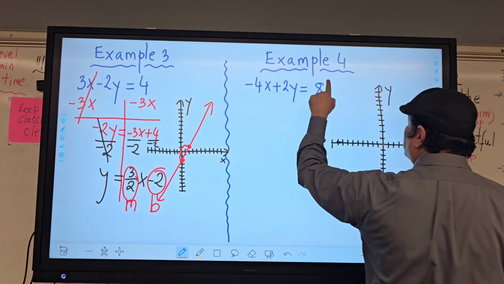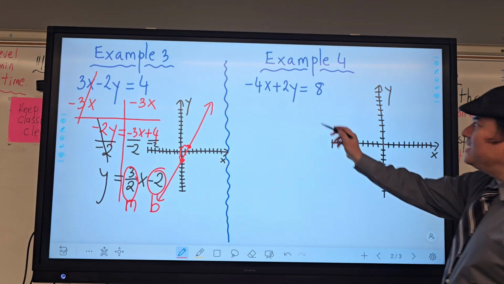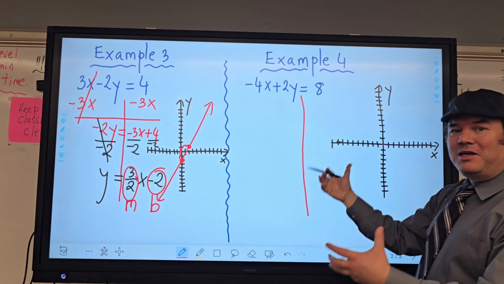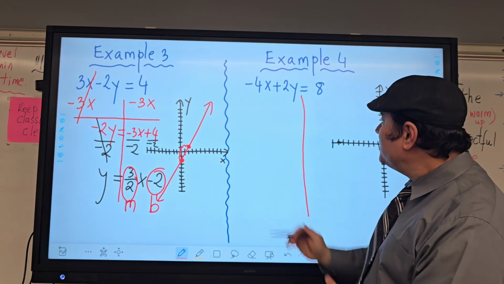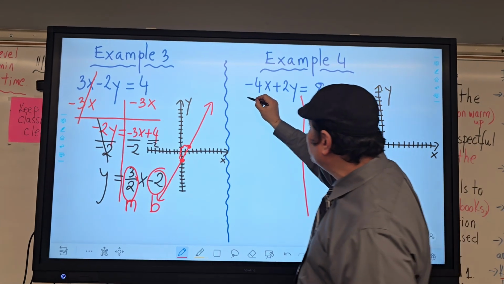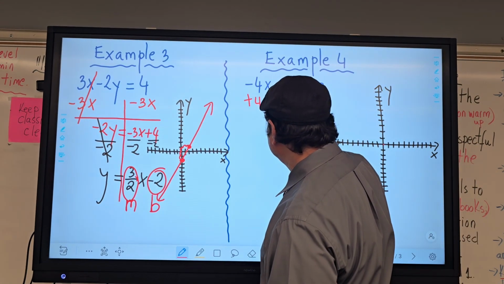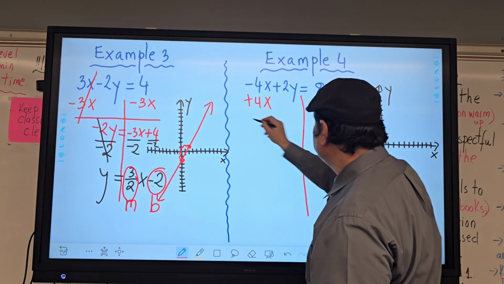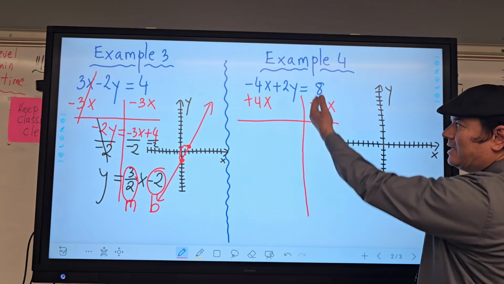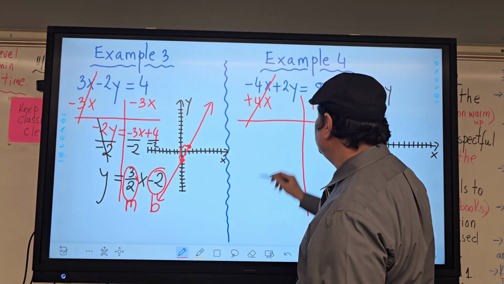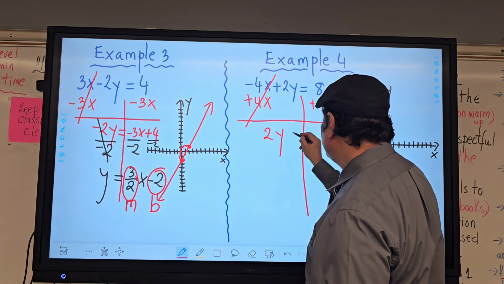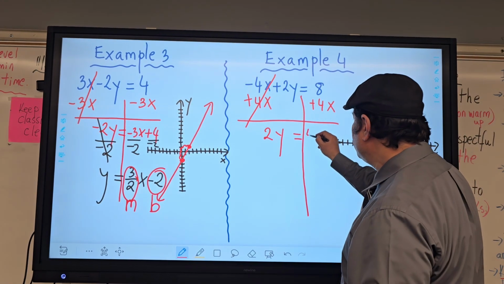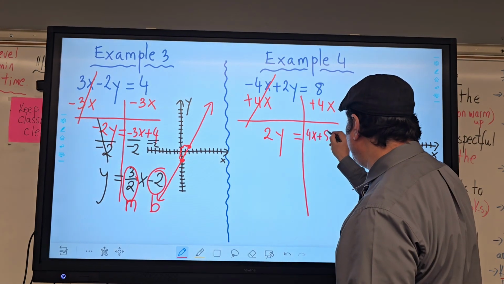Let's look at example number 4. Again, in this case, we need to get y to be by itself. We need to get the equation into the y form first. So we would have to add 4x on both sides. Whatever we do to one side, we do to the other side. 4x and negative 4x cancel out. So now we have 2y equals 4x plus 8.